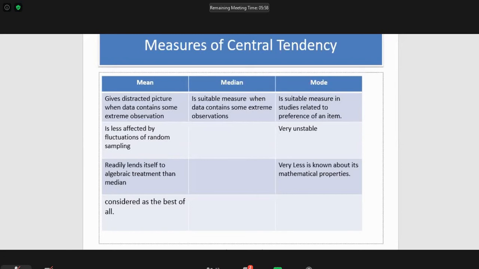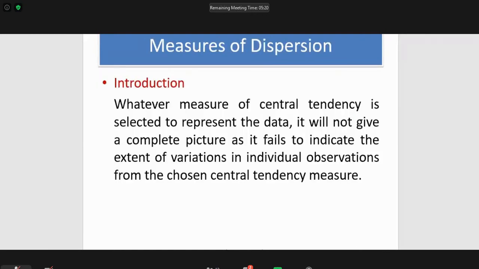Then we have the mode. It is a suitable measure in studies related to preference of an item. For example, if you have a shoe company and the company wants to manufacture shoes, what should be the maximum number of shoes of what size they should produce? There we use the mode. It's very unstable, that's the disadvantage with this. Very little is known about its mathematical properties.